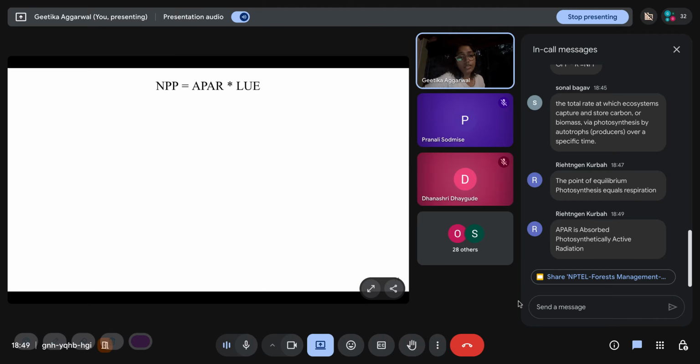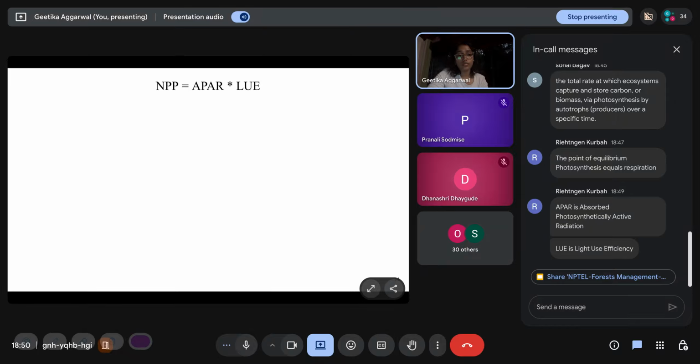So APAR is absorbed photosynthetically active radiation. You're correct. And what is LUE? It's light use efficiency. Very nice.